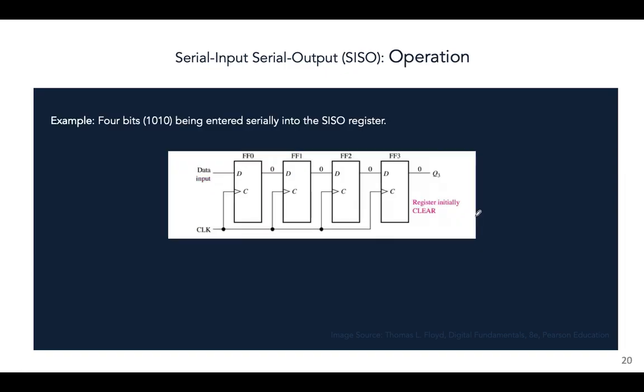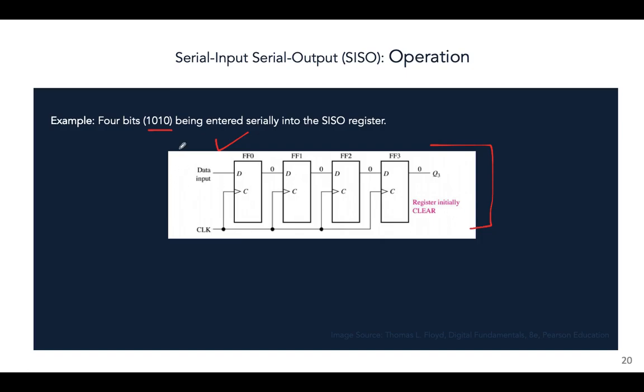Try to understand the operation of a serial input serial output shift register by taking a look at an example. Say we have 4 bits, 1010, and say we want to enter this data into a shift register. A register is a temporary storage unit, so we want to store 1010 into it. Let's go with the previous example, this basic 4-bit register. So how do we store 1010 into a SISO register?